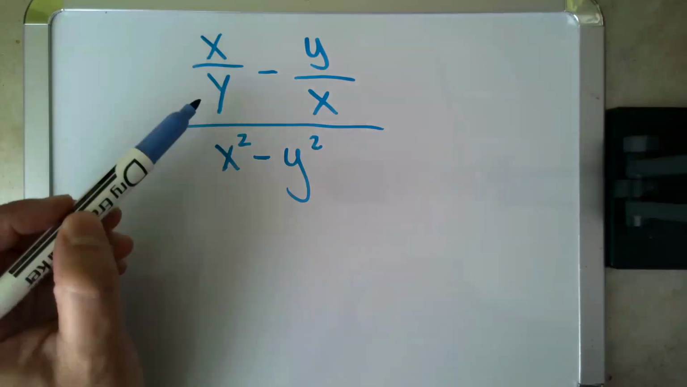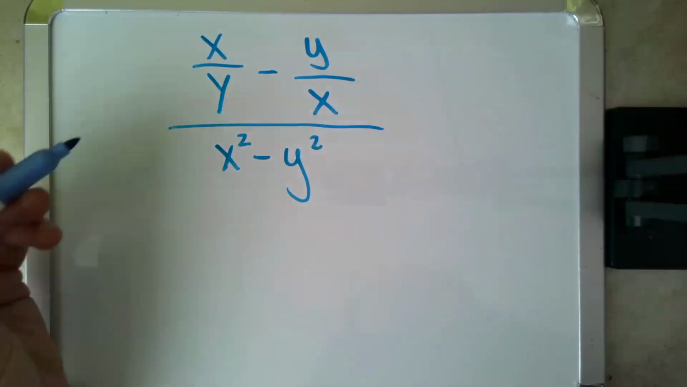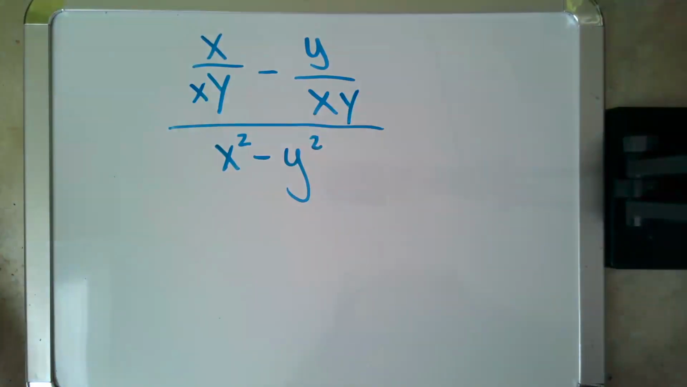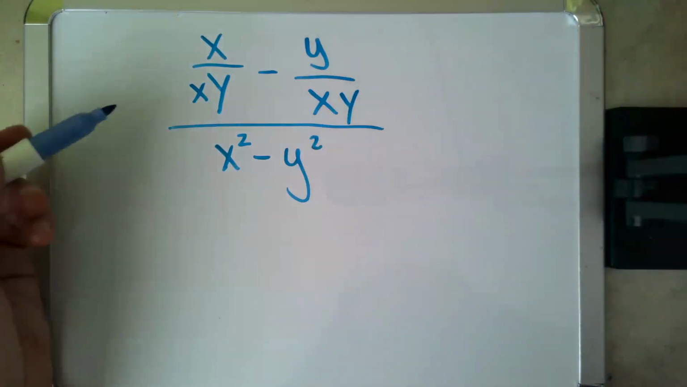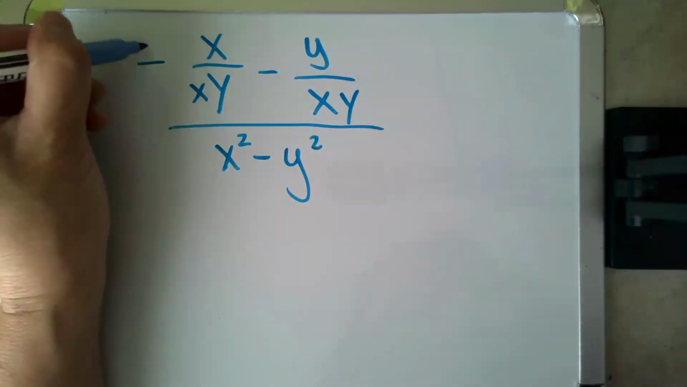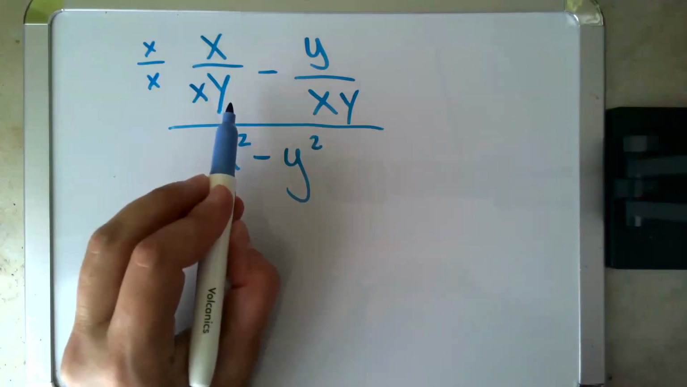So this denominator is y, this denominator is x. In order to make them a common denominator, we want to make them both have the denominator xy. Well, how do I do that? I multiply x into the top and the bottom, right? I'm going to multiply by x over x. So that's how I get my xy down there.